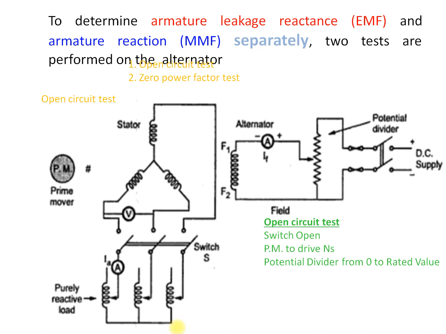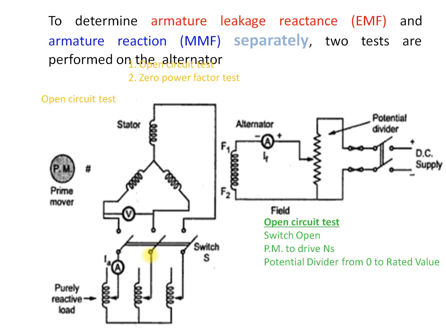How to do this open circuit test: we connect the stator of our alternator as open, and we connect the voltmeter over here. If we give the DC supply to the field and get the rated voltage, we will get a step by step increase in the voltage, and from that we can find the OCC characteristics. So first we get the OCC characteristics.